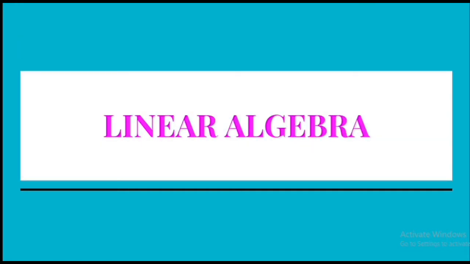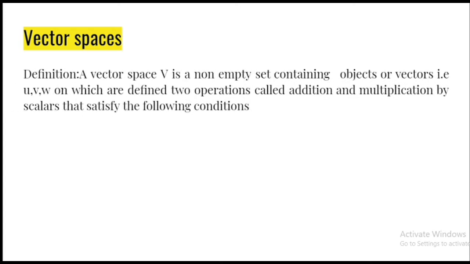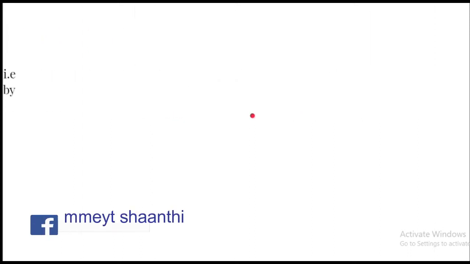Here it is, linear algebra. In this linear algebra we are discussing vector spaces. Our vector space definition: a vector space V is a non-empty set containing objects, or vectors u, v, on which are defined two operations. Here for these vectors we define two operations called addition and multiplication by scalars that satisfy the following conditions.